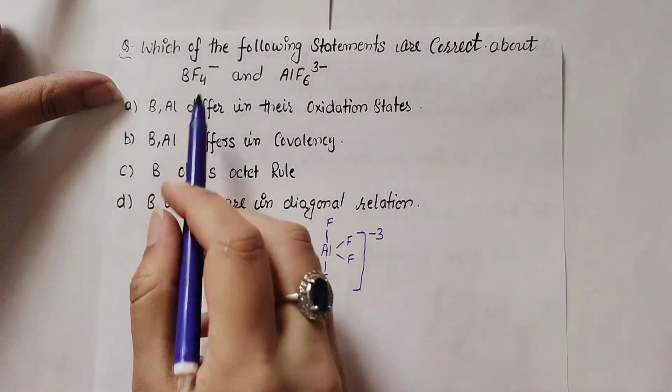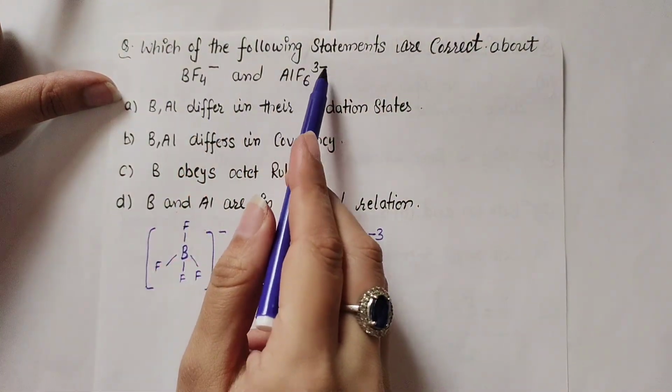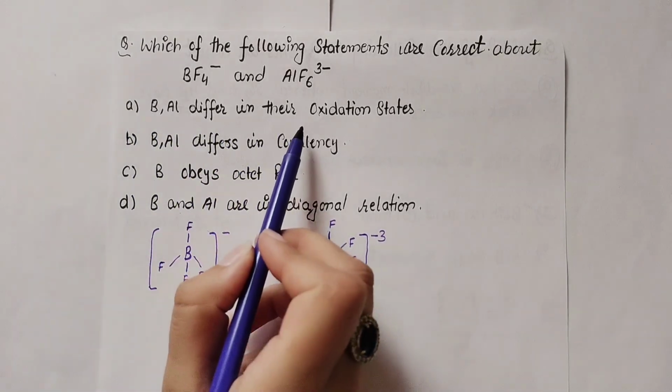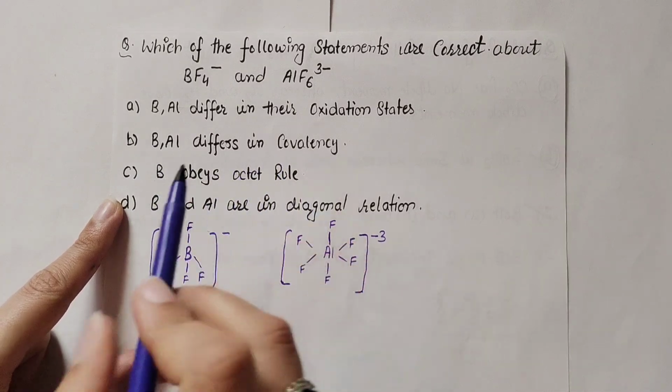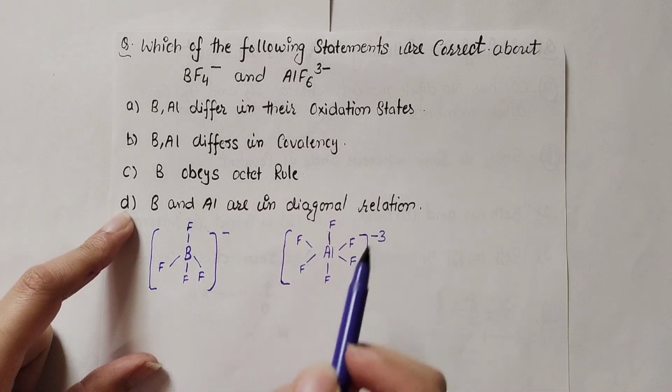Now there is another question: which of the following statements are correct about BF4 negative and AlF6 3 negative? First statement says boron and aluminium differ in oxidation states. Second is boron and aluminium differ in covalency. Third is boron obeys the octet rule, and D is boron and aluminium are in diagonal relation.